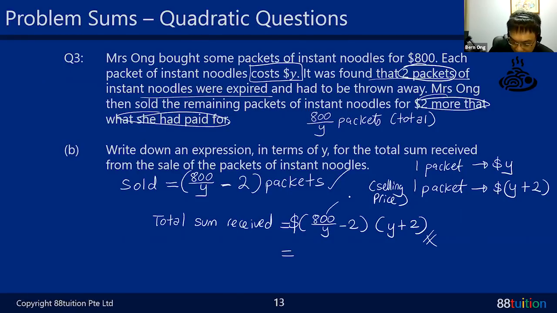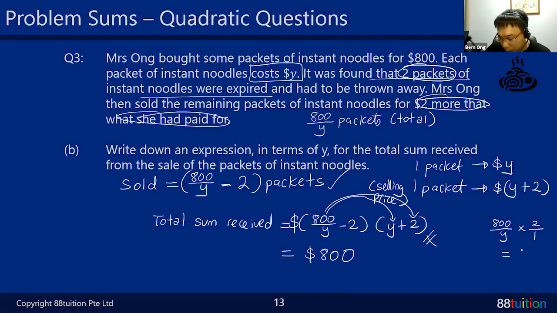If we expand this, 800 over Y times Y, what do you get? You just get 800 here, because the Y and Y cancel each other off. 800 over Y times a positive 2. If you don't know, you can do a side working here: 800 over Y times 2 over 1, top times top, bottom times bottom. That gives you a plus 1,600 over Y. Then, don't forget, still have to take minus 2 times Y, which is minus 2Y. And minus 2 times positive 2 is a minus 4.